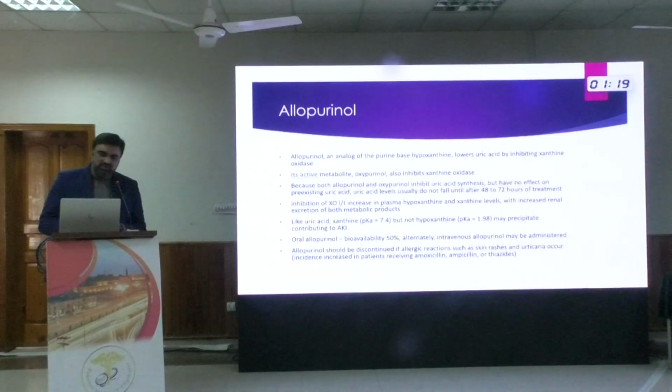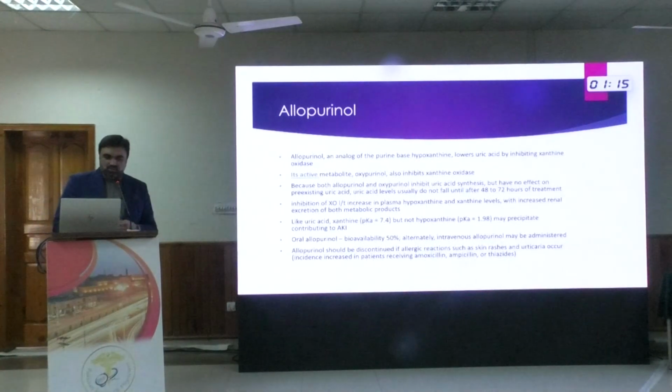So we are using different types of drugs: allopurinol, which is a xanthine oxidase inhibitor, febuxostat, and the third one is rasburicase. I will just go through these slides. Allopurinol is an analog of the purine-based hypoxanthine, which lowers uric acid by inhibiting xanthine oxidase. Its active metabolite oxypurinol also inhibits xanthine oxidase. Because both inhibit uric acid synthesis and have no effect on pre-existing uric acid, levels usually do not fall until after 48 to 72 hours of treatment.